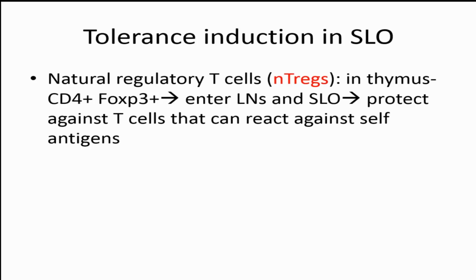So another tolerance that is induced in secondary lymphoid organs is in the thymus, where there are these natural Tregs. We talked about the inducible Tregs when we talked about the intestine. These are the different ones, called natural T regulatory cells. They are again CD4 positive, so single positive cells, but they express a protein called FOXP3. And that FOXP3 is important for them to give the regulatory functions.